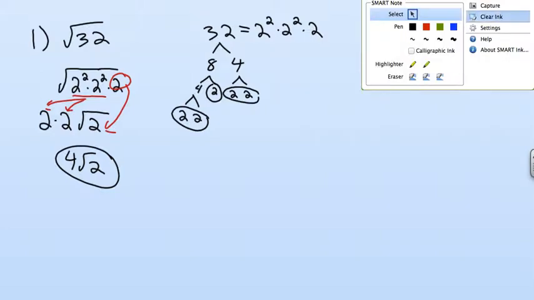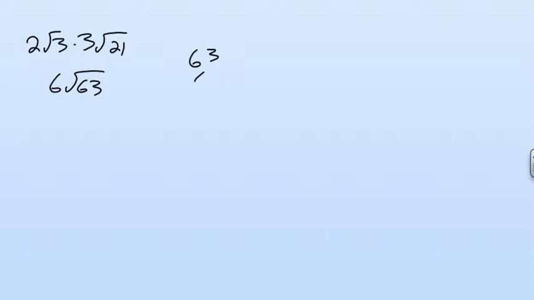The second one here is 2 square root of 3 times 3 square root of 21. You can multiply the numbers that are outside the root and the numbers that are inside the root. So I get 6 square root 63. Now I'm not done. I need to make a factor tree for 63 or use perfect squares, whatever you use. So I can write this number as 3 squared times 7.